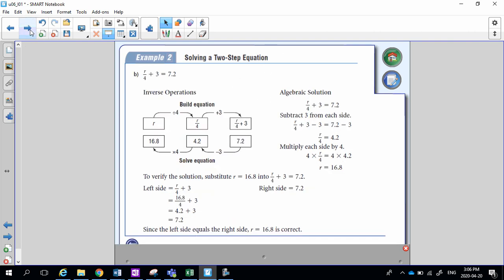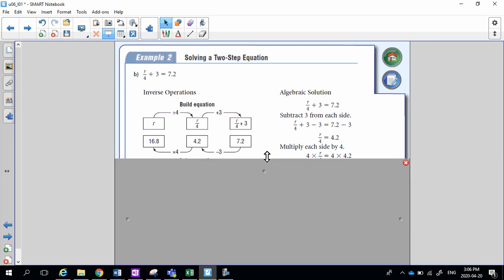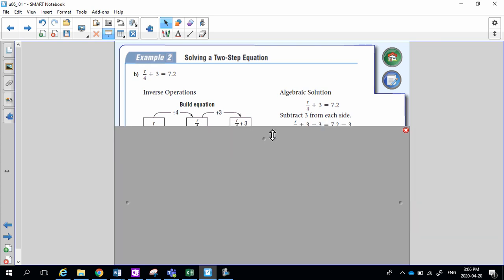So let's see how we do it. Again, all my secrets are revealed immediately. Let's see. So what did we do? We took r, we divided it by 4 to get r over 4. Then we did plus 3 to get the whole thing we started with, r divided by 4 plus 3. So to get back to the other side, we know that all that's equal to 7.2. So under this box, it will be the 7.2.